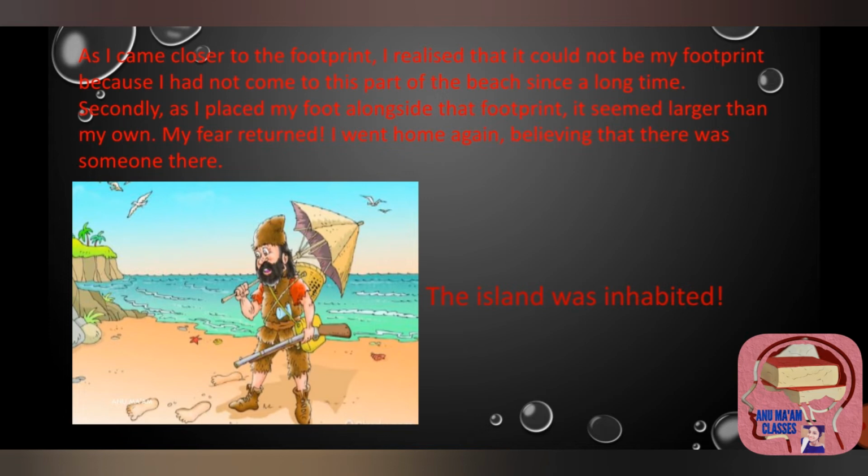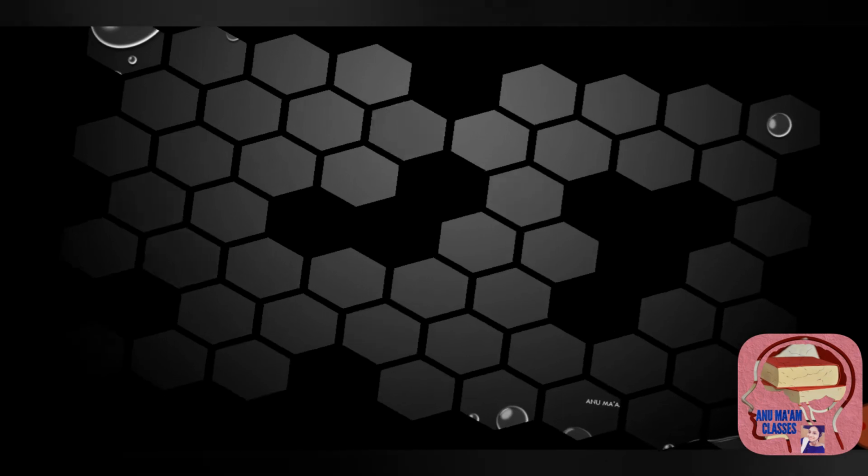So that means the island was inhabited. It means someone else is also there. The island was inhabited, occupied, dwelled in. Inhabited means someone is also living on that island. He was not alone, so he was frightened, because it could be anyone who might kill him and eat him. So he was very much scared, children. So this was the story, and I hope you have understood it.